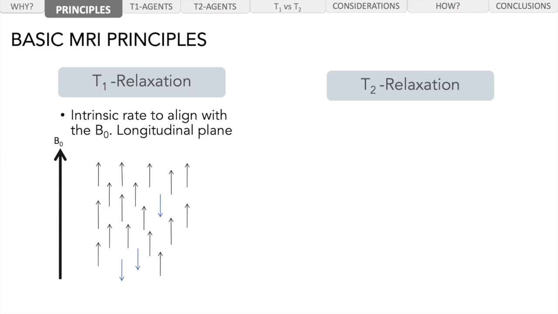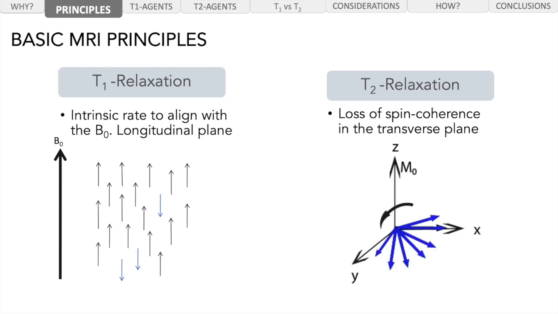On the other hand, T2 relaxation is looking at the XY plane, and it's looking at the loss of spin coherence. If we perturb these spins and allow them to be on the XY plane, dephase and lose spin coherence, the rate of that transverse magnetization decay will be dictated by the time constant called the T2 relaxation rate.